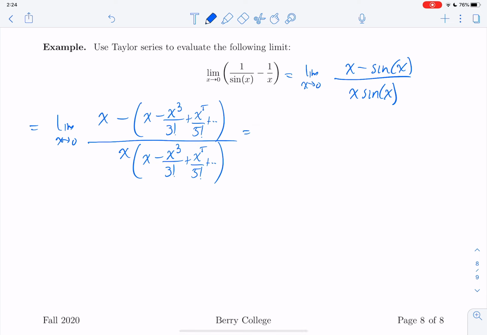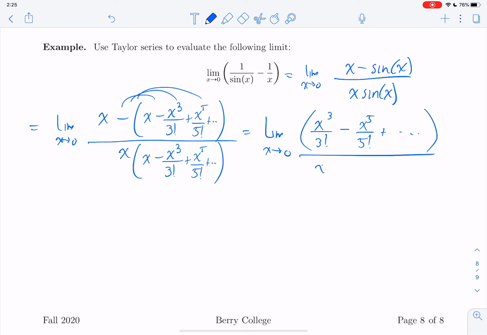which if I were to simplify this, notice that the two x's up here will cancel, and so this is going to become the limit as x approaches 0 of, as I distribute that negative, I'm going to simply get x cubed over 3 factorial minus x to the 5th over 5 factorial, etc. over, I'm going to get x squared minus x to the 4th over 3 factorial plus x to the 6th over 5 factorial, etc.